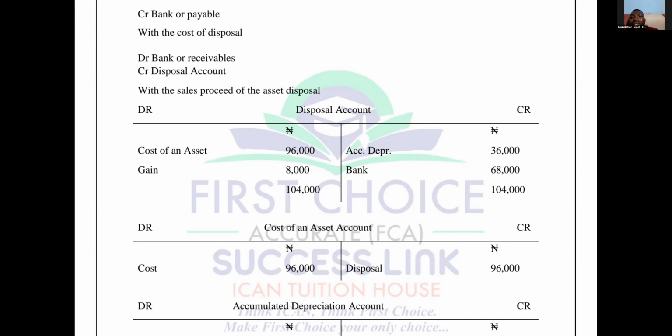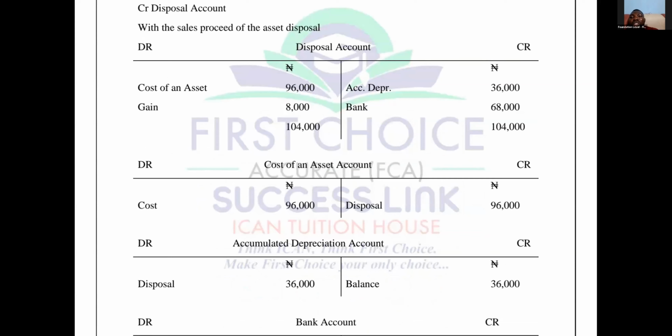Now, I need to do the same thing also for the accumulated depreciation. The reason why you are seeing this clearly is because it's only one asset that we have there. Sometimes you can have like 20 assets. So if I remove one asset out of 20 assets, you might not see the figure clearly like this. So when they give that exam, don't be afraid. Just follow the principle and you'll be good to go.